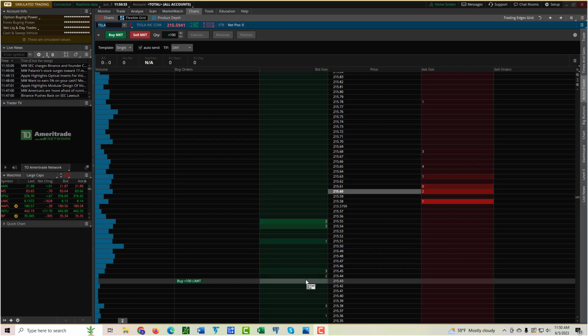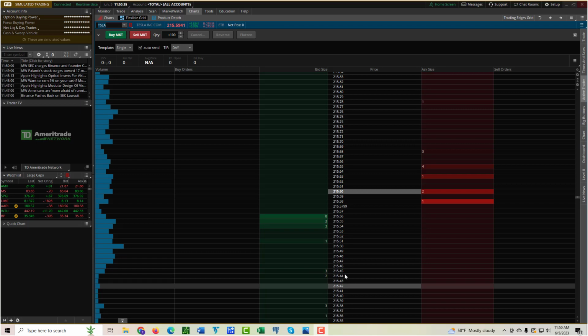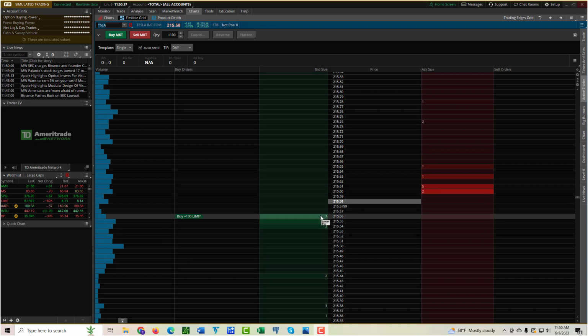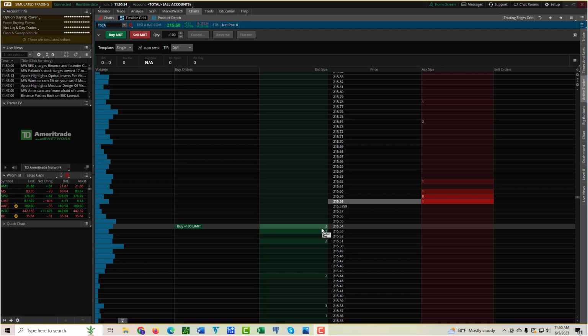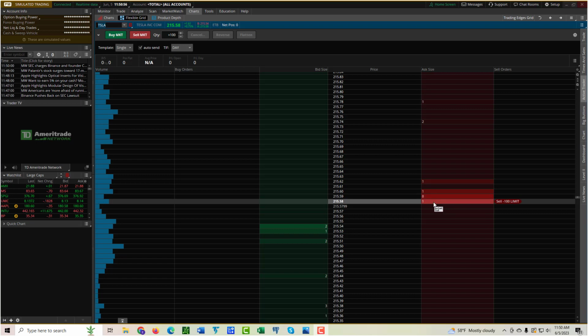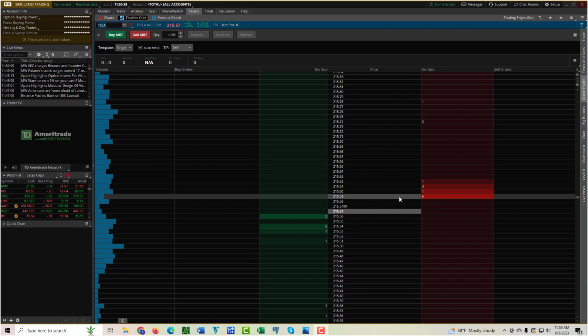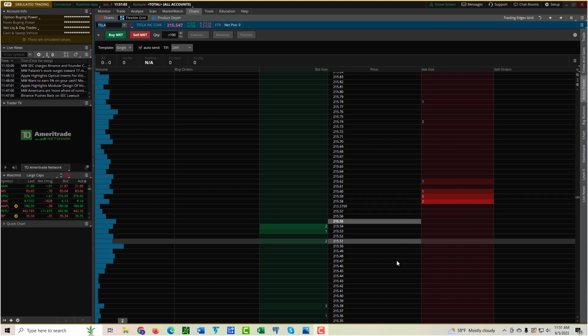Now, if somebody says the bid, that's technically referring to the bid that's the highest of all of them, which right now would be $215.56. That would be referred to as the bid. Some trading platforms will show you one specific price for the bid and one specific price for the ask. That's what it's referring to: the highest price for the bid, and the lowest price for the ask, which at this moment would be $215.59. So again, it's constantly in flux.